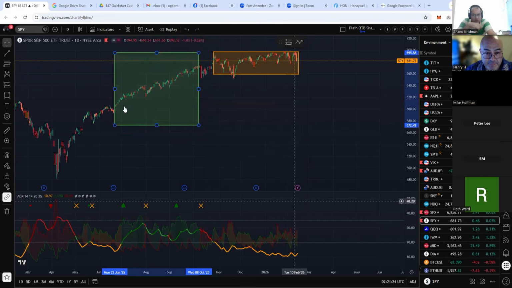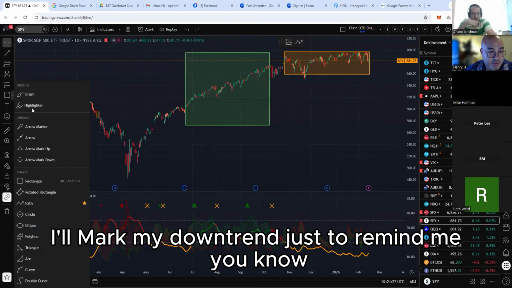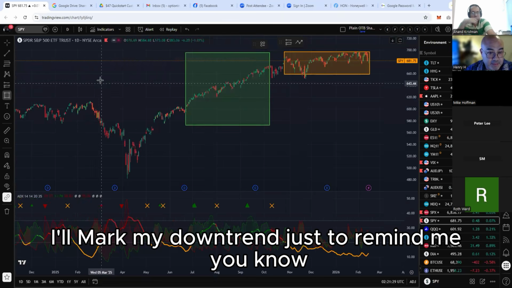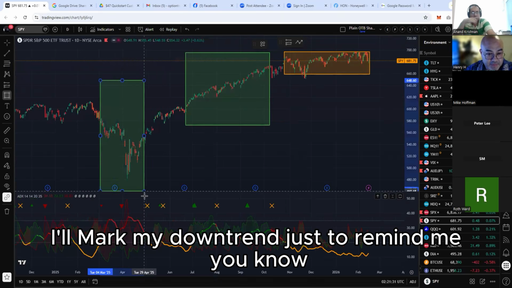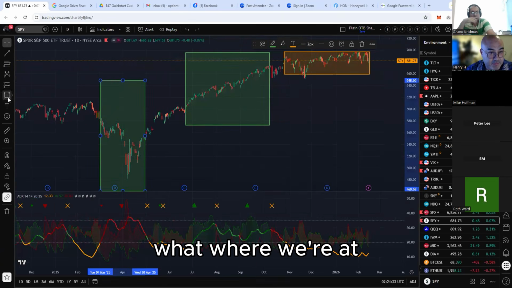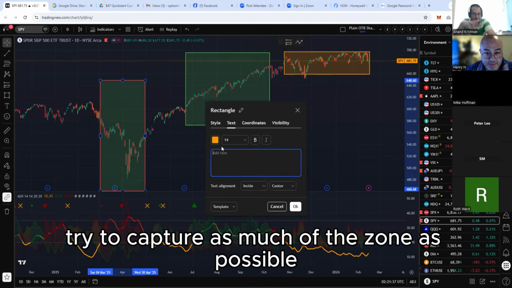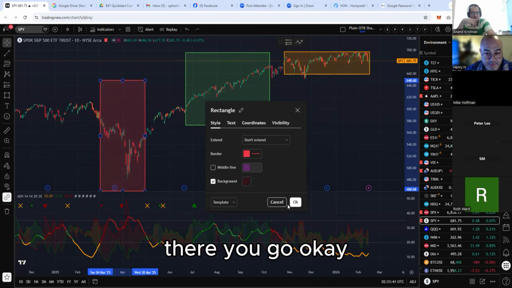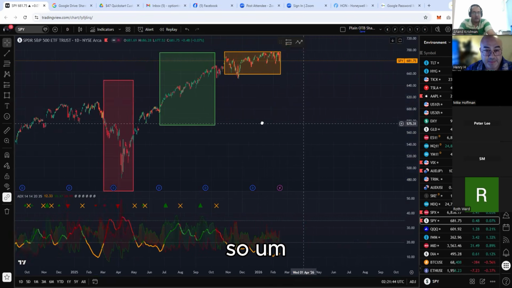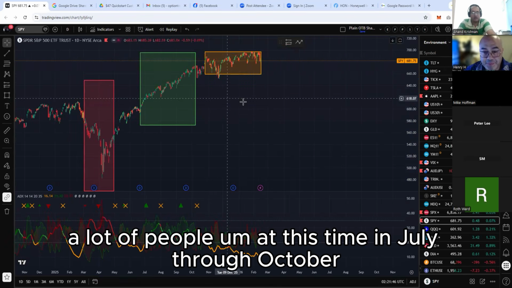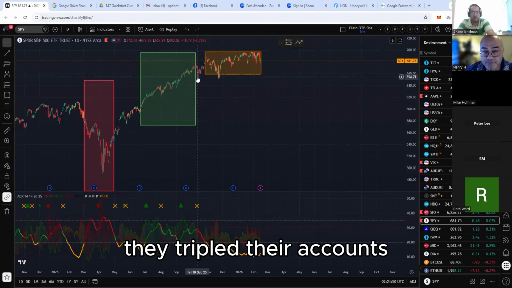Green here, and then I'll mark my downtrend just to remind me where we're at. And try to capture as much of the zone as possible. There you go. Okay.